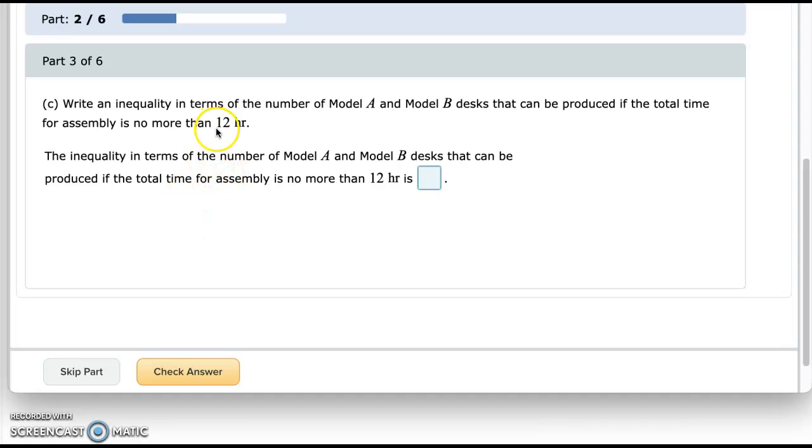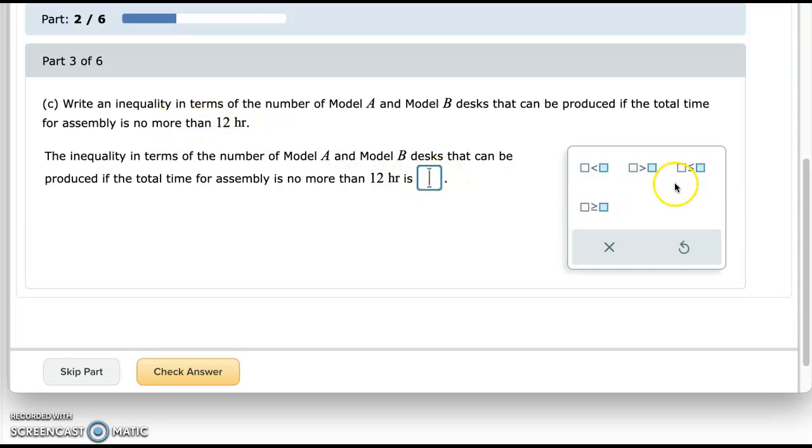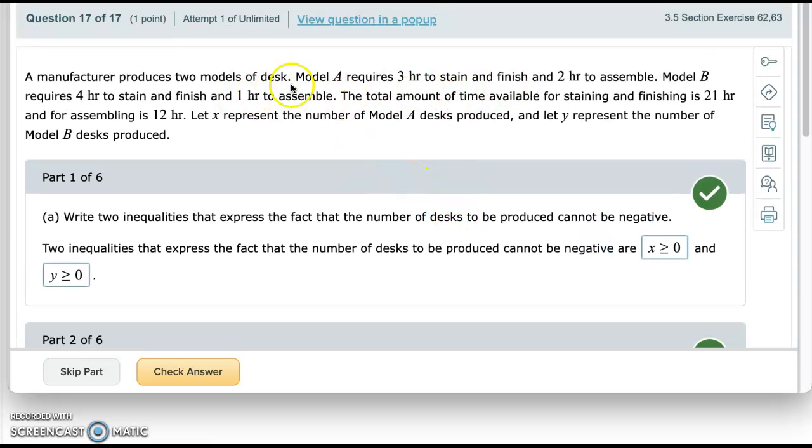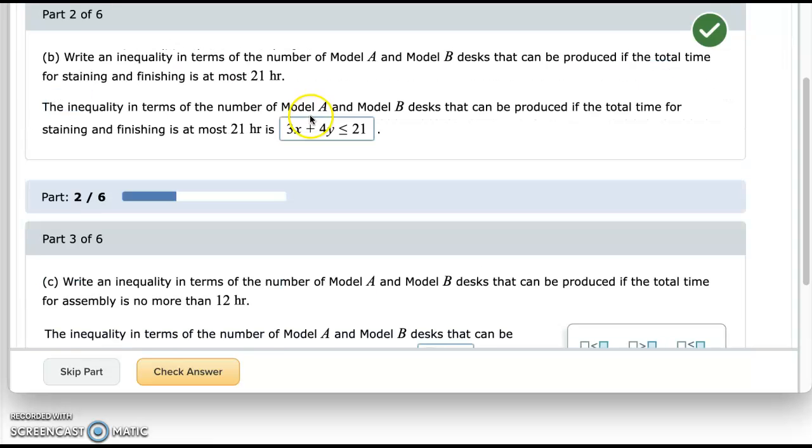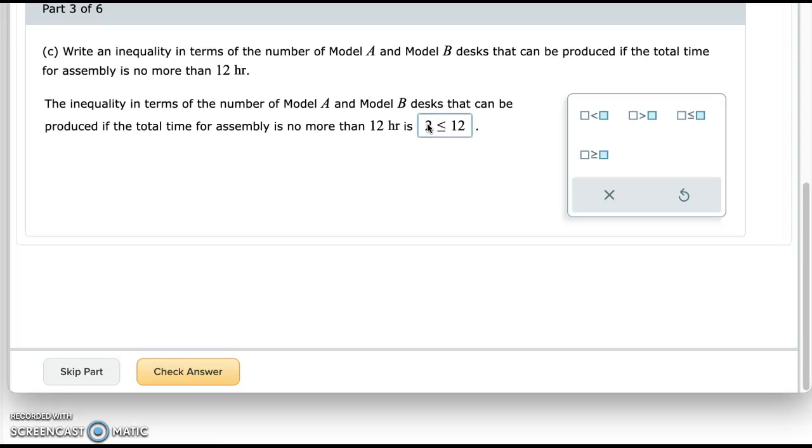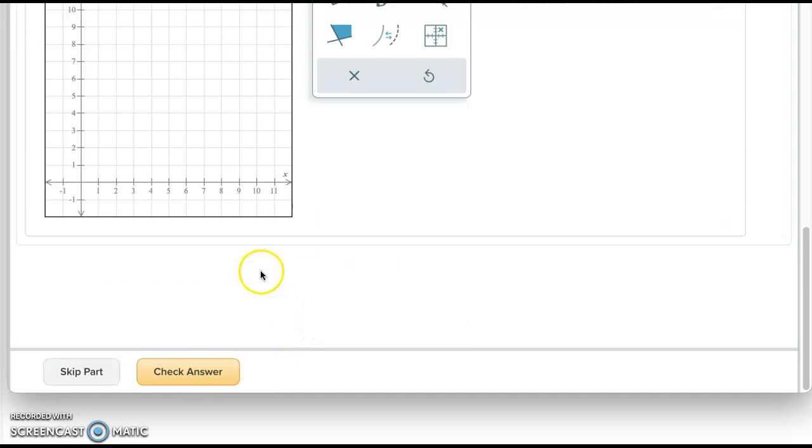And so now it says write an inequality in terms of the Model A and B desks that can be produced if the total time for assembly is no more than 12 hours. So again, when I click here, no more than is the less than or equal to sign. So we're going to put 12 here on the right side. And then let's go back up here. Model A is 2 hours to assemble. Model B is 1 hour. So I'm going to put 2x and then 1y, but I don't have to type the 1. And then I'm going to hit check answer. I got that correct also.